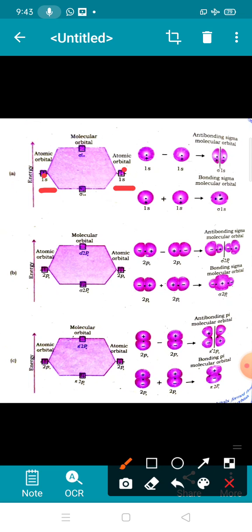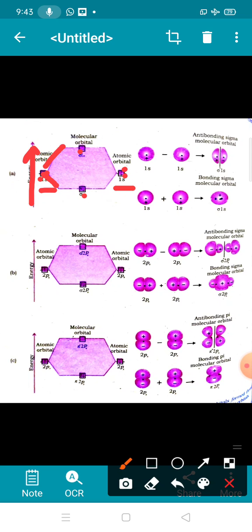You can see their energies. This axis represents energy. These two orbitals have a certain energy, and when they form the molecule, one orbital goes to lower energy, that is more stable, and another goes to higher energy, that is less stable. But the total sum of these two orbitals will be the sum total of the two, because the law of conservation of energy has to be followed here.